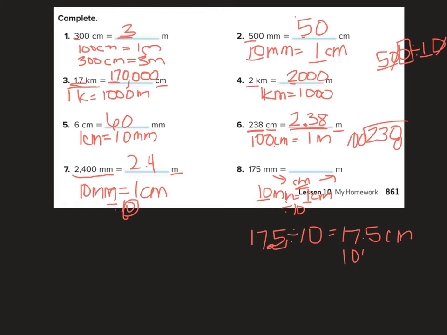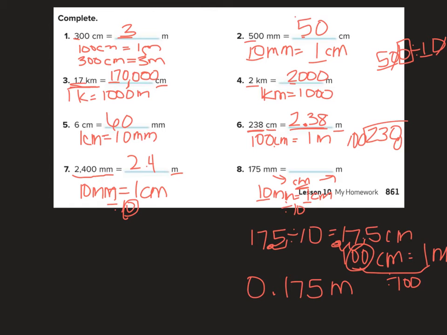I know 100 centimeters equals 1 meter. To go from 100 to 1, I divide it by 100. So that means I need to divide 17.5 by 100. So I need to move the decimal to the left 2 spots because 2 zeros. 1, 2. So now I'm getting the number 0.175, and that is how many meters there are. Okay, let's keep going.